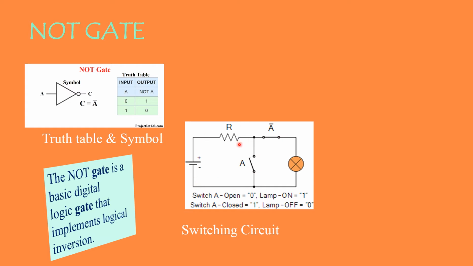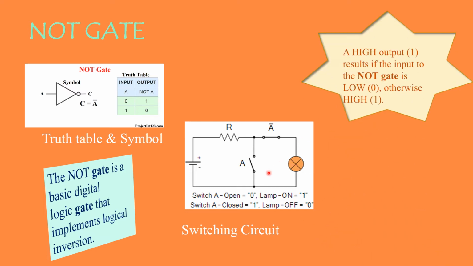Whenever the switch is open, this will make a full circuit. That means your electrons will flow through this wire and you will have the load glowing and you will have a high output produced. Whenever your switch is closed, this will make a closed circuit and you will have your electrons grounded. So you won't have your load glowing, or you don't have your load producing an output. So this is the logic behind your NOT gate.